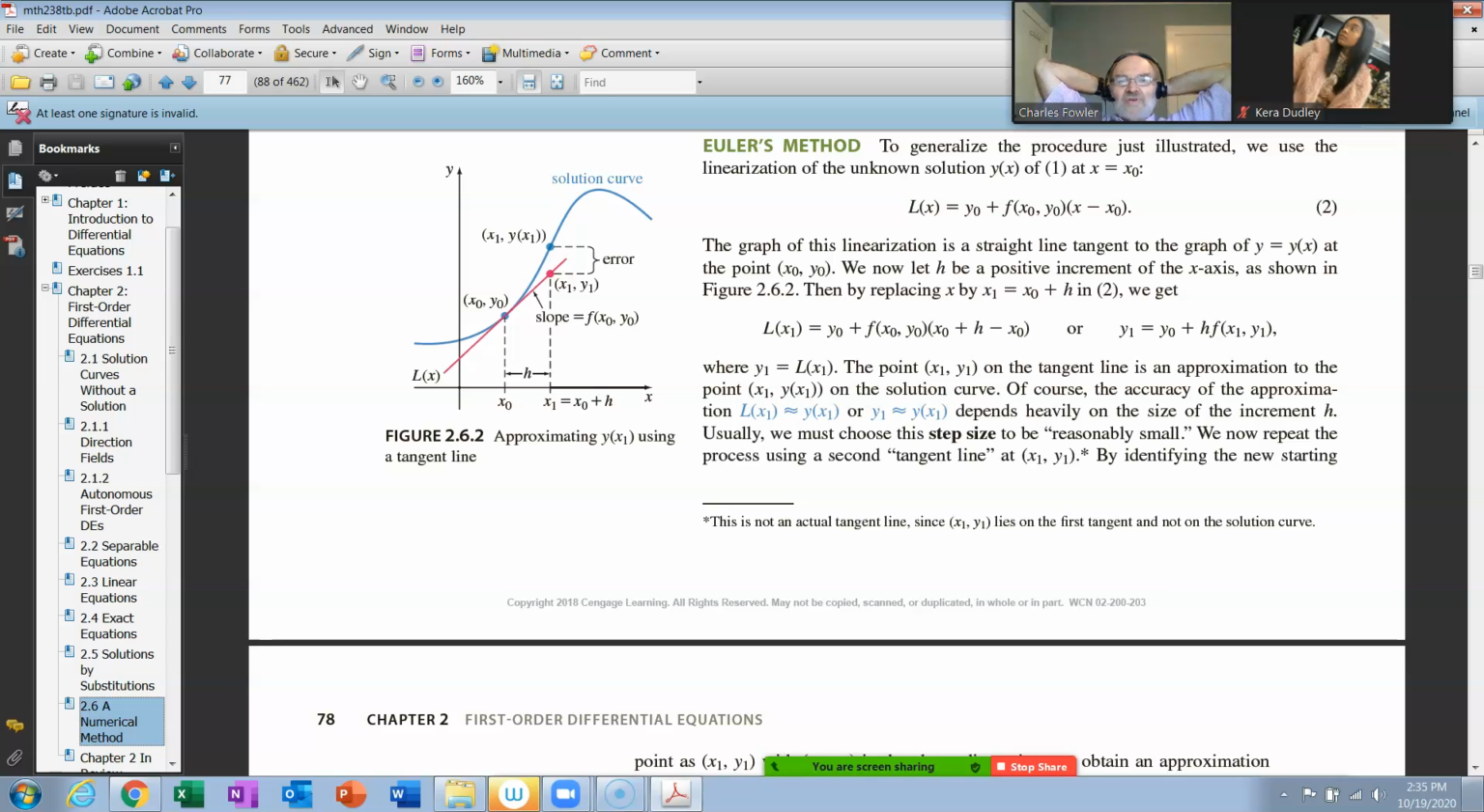And so to generalize the procedure just illustrated, we use the linearization of the unknown function y at some point x equal x0. Here's what we know. We know the initial value, and this truly is an initial value now. Whatever this function is here, there's your solution curve. When x is equal to x0, y is equal to y0. So we know we're on the curve right there.